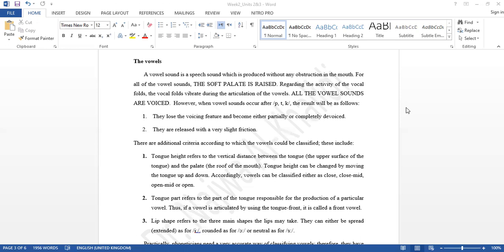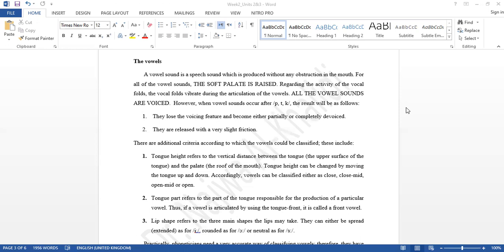This means that the vocal folds are active during the production of any vowel sound, except when vowel sounds occur after p, t, or k. So after these three plosive consonants, previously we called them stop consonants, vowel sounds become either partially or completely devoiced, and at the same time they will be produced or released with a slight friction energy.